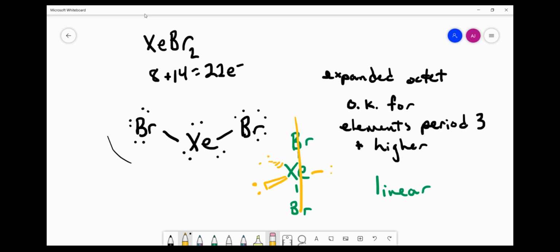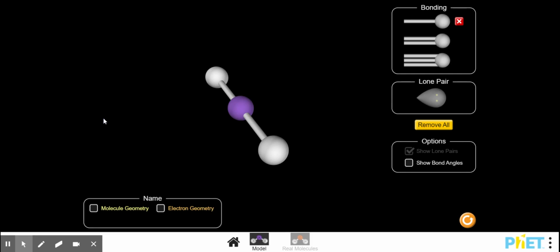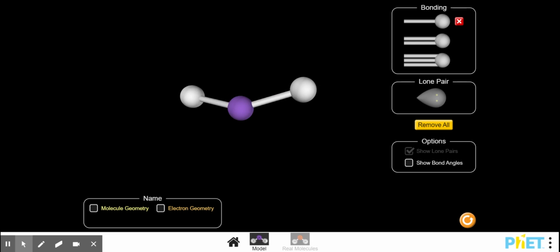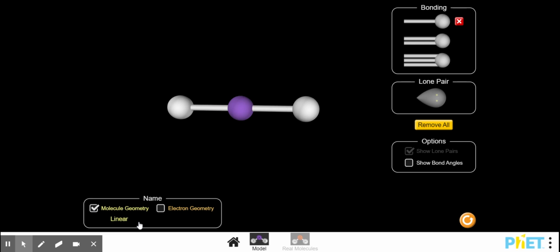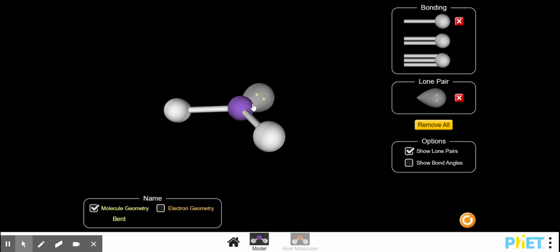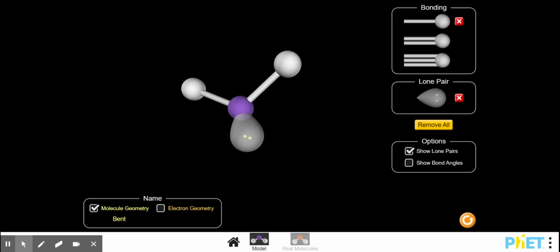Let's quickly pop over to a simulation, and you can see this again. Not sure whether you can see this in the video, but this is from the website PhET, P-H-E-T. It allows you to add pairs of electrons or bonding atoms, and you can see the shape. Okay, so 2 pairs of electrons, they're all bonding pairs. We have a linear shape. If I add a lone pair of electrons, so a non-bonding pair, to the central atom, what do we have? A bent shape. Hey, that's like water.